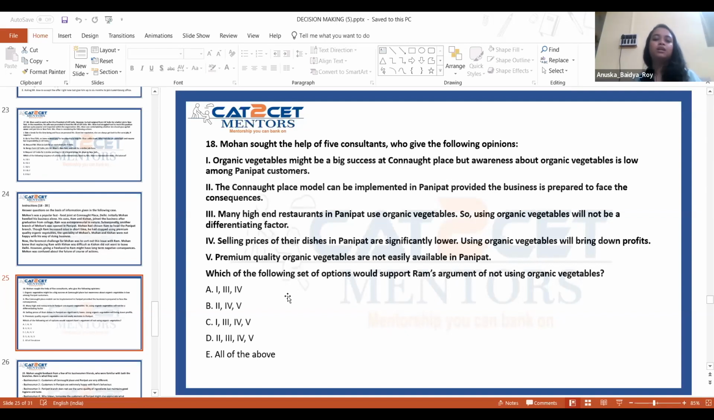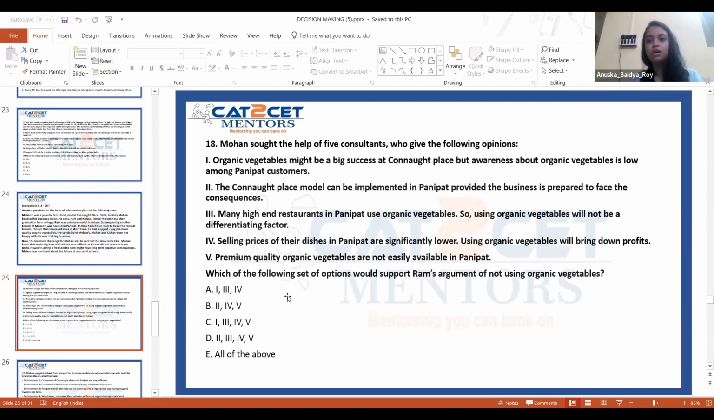मतलब ठीक है, बाकी restaurants use तो करते ही हैं, तो ये differentiating factor कैसे हुआ? It's the same thing. He might argue. मतलब थोड़ा सा weak argument है, but ठीक है, we can hold it. मतलब ऐसे ही eliminate नहीं करते, hold करते हैं इसे. Fourth देखते हैं. Selling price of their dishes in Panipat is significantly lower. Using organic vegetables will bring down profits. Good argument, right? From a businessman's point of view, good argument. If I use organic vegetables, my profits will come down. That is why I am not using them.